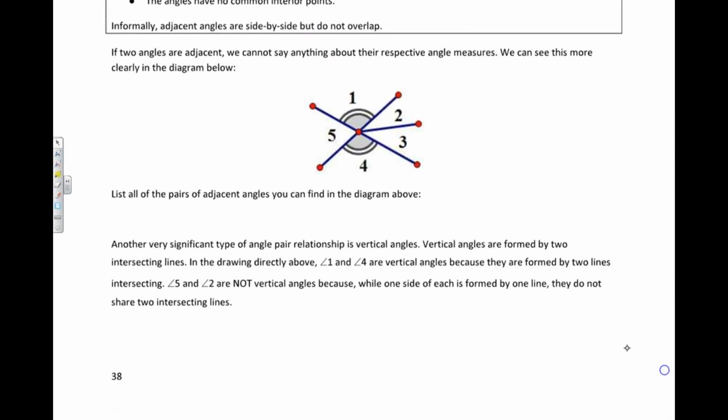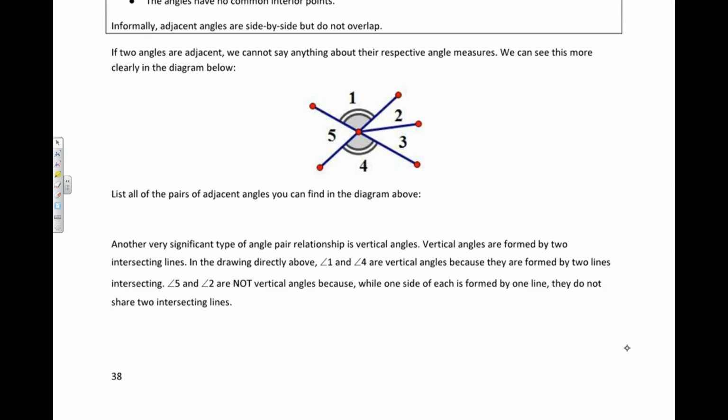Coming down here, this is a little bit more complicated diagram. You can actually see that whether or not angles are adjacent has no bearing on whether or not they're congruent to each other or supplementary or anything at all. If you're adjacent, the only thing you can say is that they share a vertex, they share a side, and they don't overlap. That's all we know. We know nothing about their actual measurements.